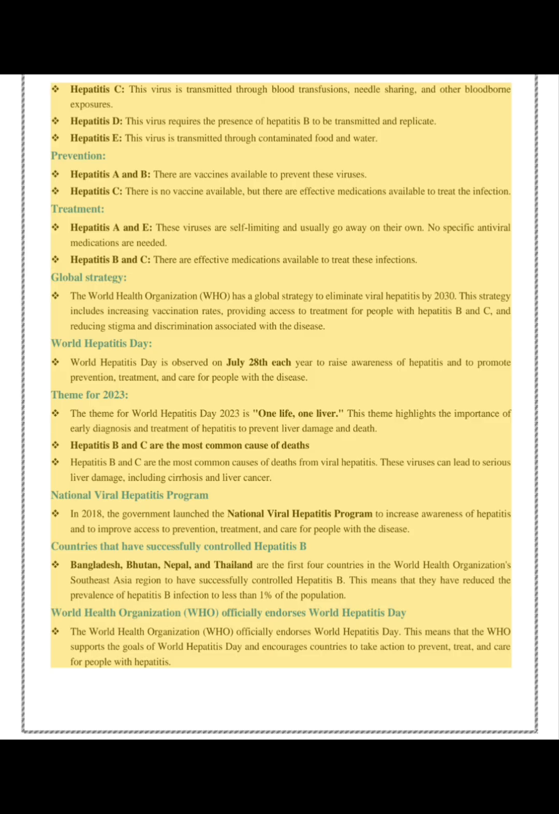National Viral Hepatitis Program. In 2018, the government launched the National Viral Hepatitis Program to increase awareness of hepatitis and to improve access to prevention, treatment, and care for people with the disease. Countries that have successfully controlled hepatitis B. Bangladesh, Bhutan, Nepal, and Thailand are the first 4 countries in the World Health Organization's Southeast Asia region to have successfully controlled hepatitis B. This means that they have reduced the prevalence of hepatitis B infection to less than 1% of the population.